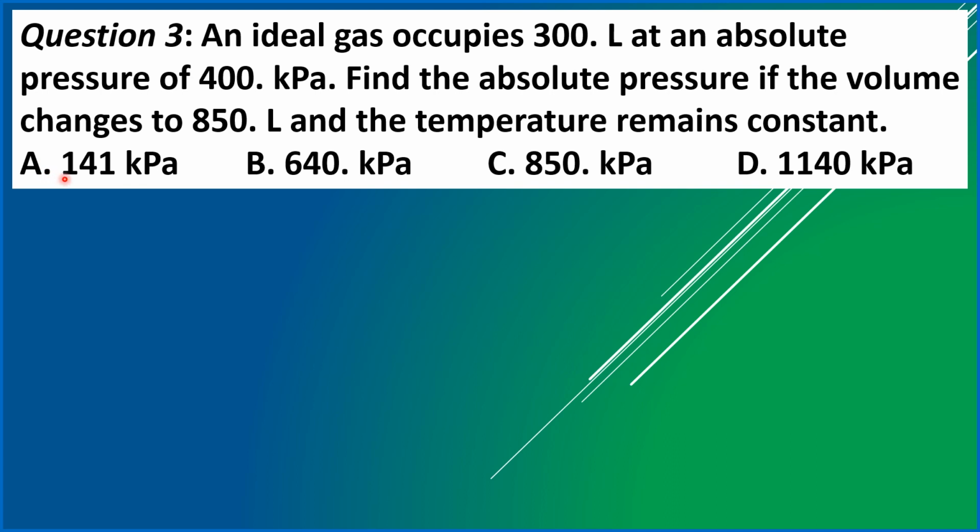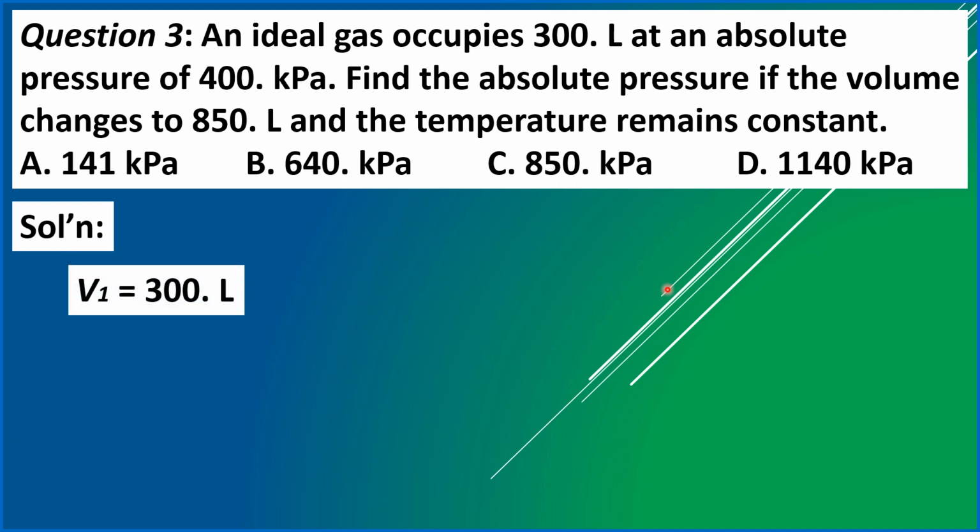Letter A, 141 kilopascal. Letter B, 640 kilopascal. Letter C, 850 kilopascal. And letter D, 1140 kilopascal. The solution to this question, all right, we first identify the given data. For our initial volume, it's equal to 300 liters. That's V1. And the final volume, V2, is equal to 850 liters. Both of them have three significant figures.